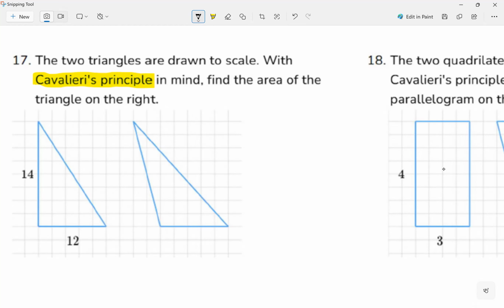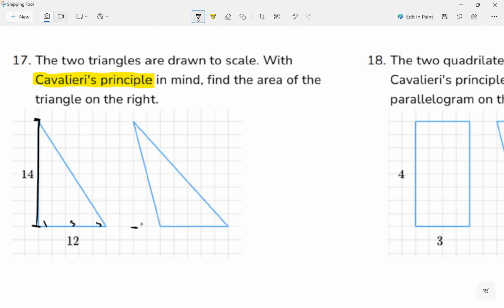So looking at here, the two triangles are drawn to scale. With Cavalieri's principle in mind, find the area of the triangle on the right. It seems like the base at the bottom is the same, right? If I count the squares on my triangle on the left, there's 1, 2, 3, 4, 5 squares. The triangle on the right has 1, 2, 3, 4, 5 squares. Now the height is from here to here, which is the same on the other triangle. So they have the same base and the same height. One of them is straight, the other one's slanted. As long as I get the area of one triangle, the other triangle has the same.